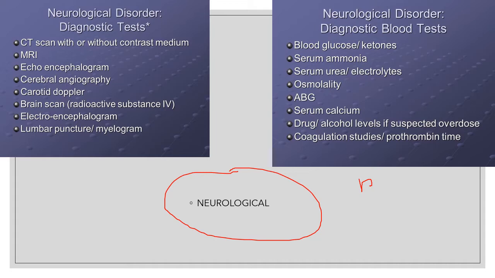So these could be diagnosed by EEG, that is electroencephalograph. It's not ECG. ECG is for the heart and cardiac. EEG is for encephalon, that is the brain. Then you go for cerebral angiography, carotid Doppler, brain scanning, lumbar puncture, myelogram, MRI, that is magnetic resonance imaging, CT scan, that is computed tomography, with or without a contrast medium.